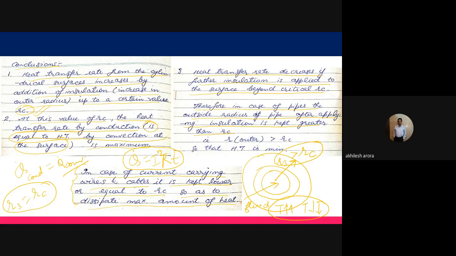Right now we have discussed the case of the cylinder, and one more thing I would like to tell you: as I told you, the value of RC is equal to Ki divided by H naught. This is the case of the cylinder. You can also check the units. The units of Ki are watt per meter Kelvin, and the units of H naught are watt per meter square Kelvin. So these cancel out, and we get meter.